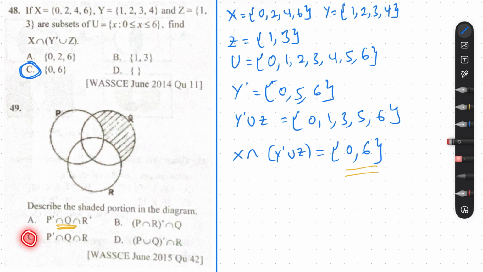Now we have C, which is P complement intersection Q. Now P complement is everything outside of P and intersection Q. That means everything here, so this side would have to be shaded. Sorry, no, that side is not part. So let's take it again. P complement is everything outside of P, and then Q right here, intersection Q.